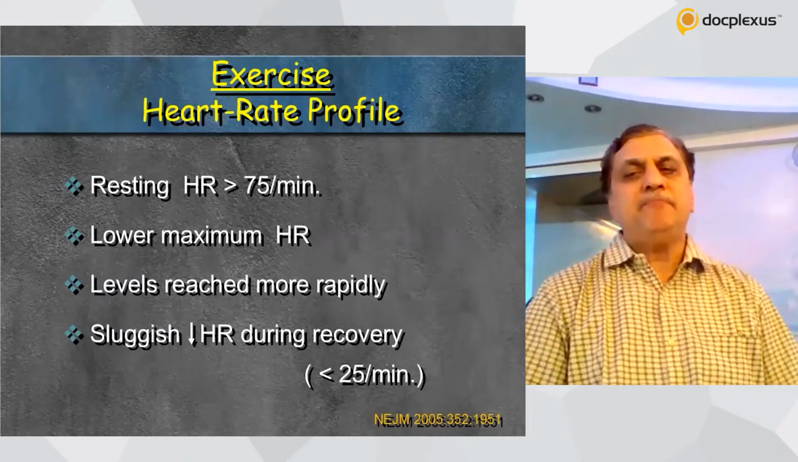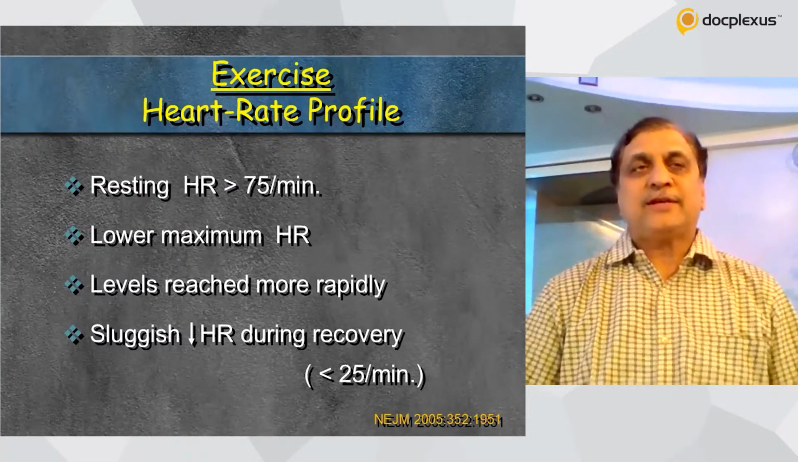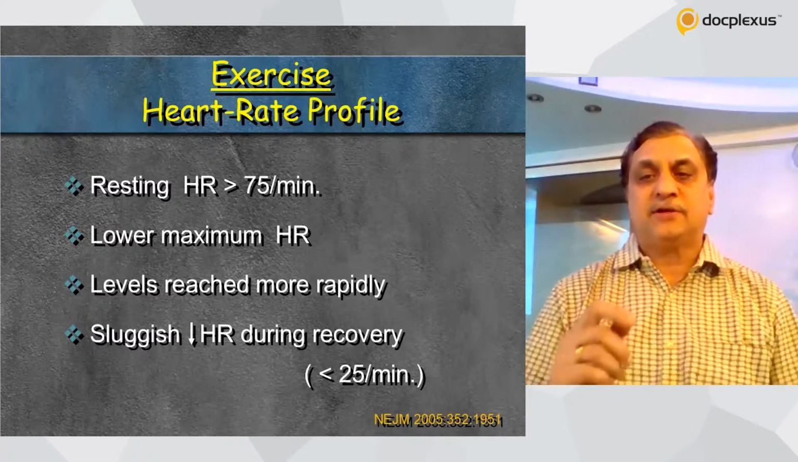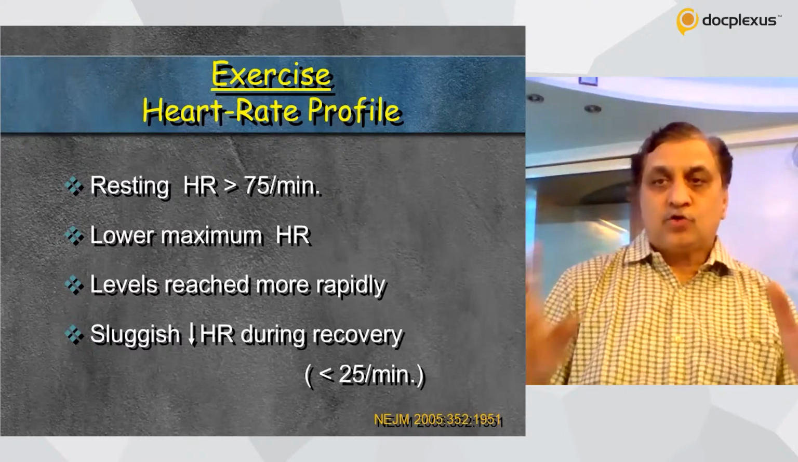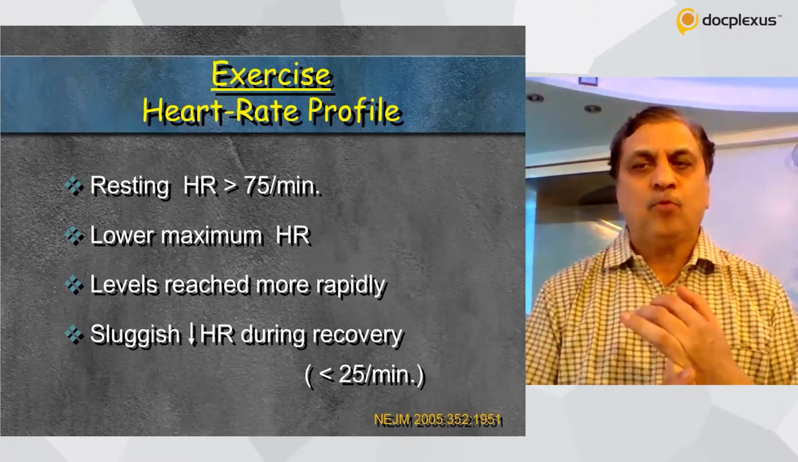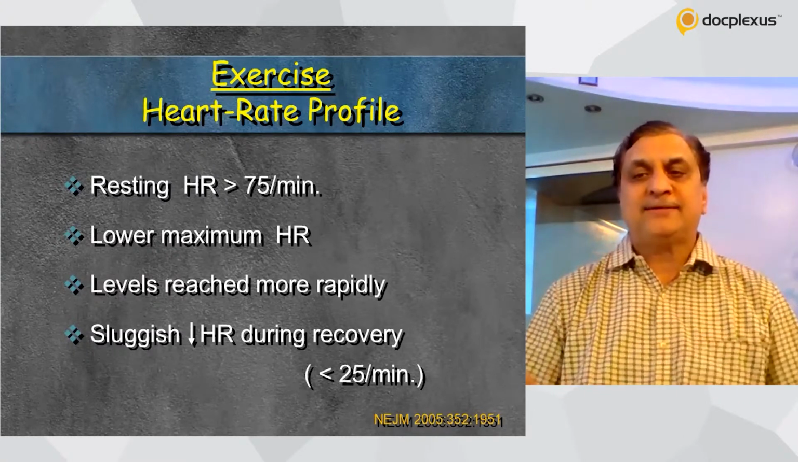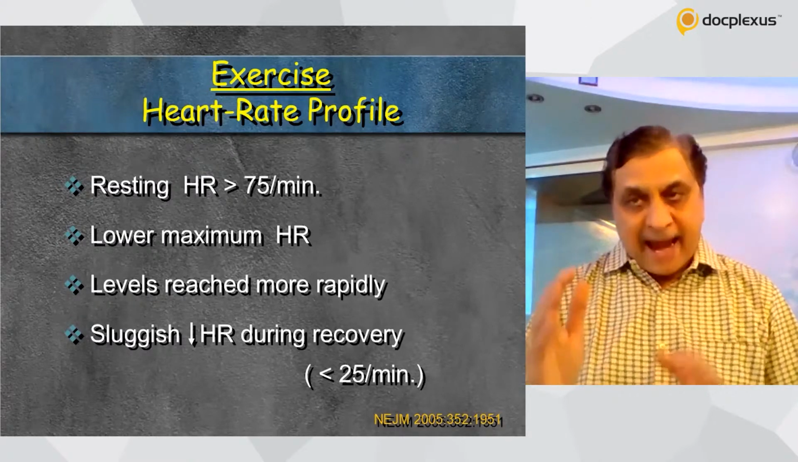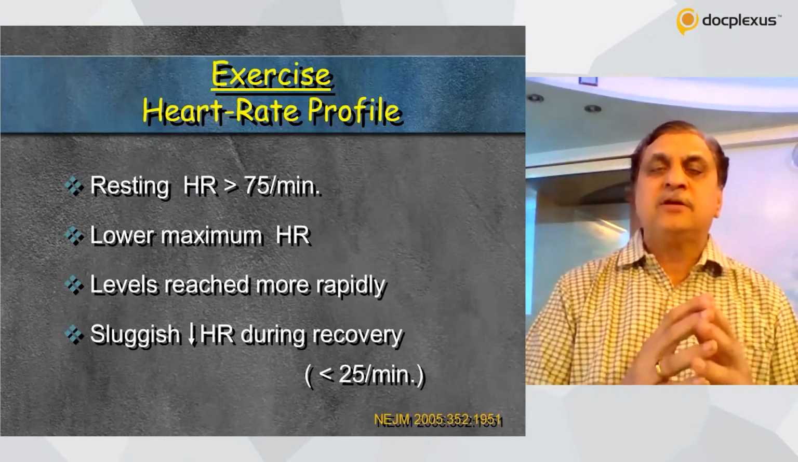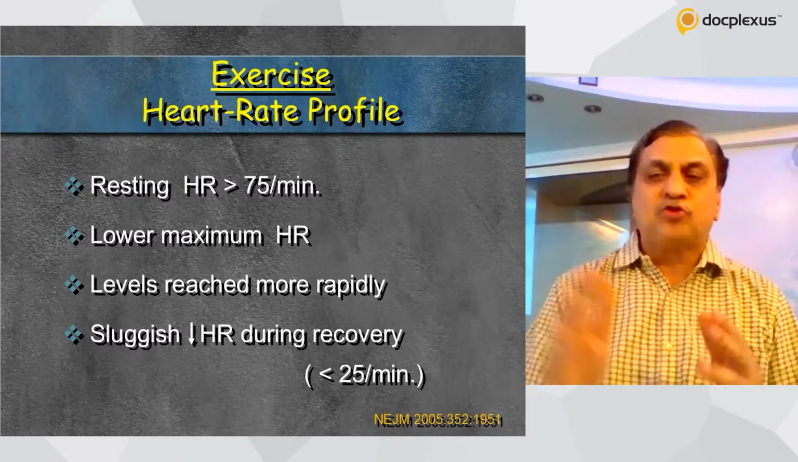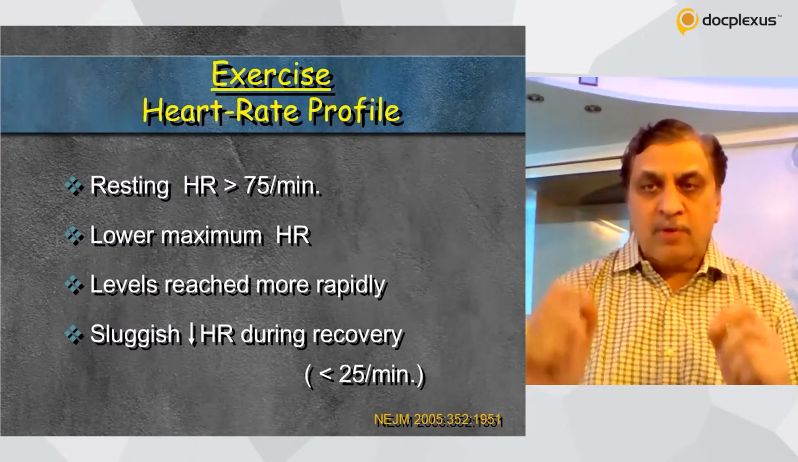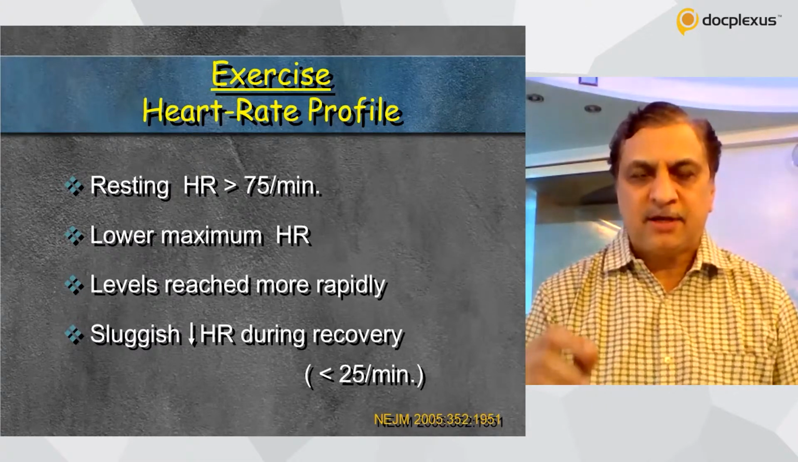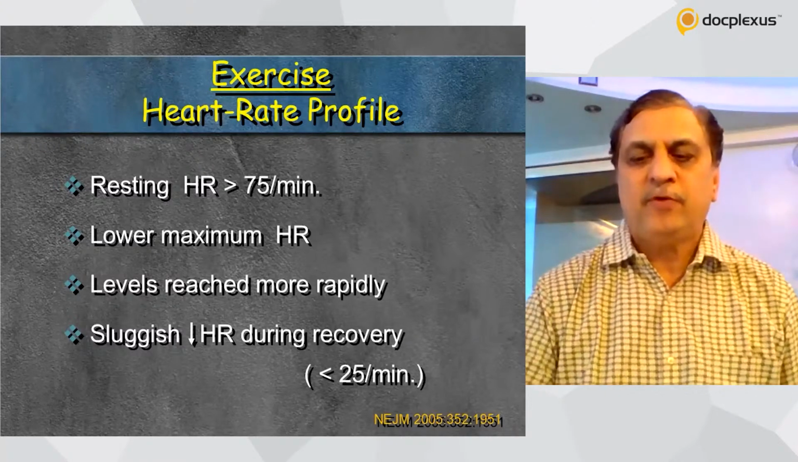Now, this is an interesting paper in NEJM many years ago. So many of you do stress tests. Your stress tests are say negative, nothing to do with ischemia. What do you look at a stress test as far as the heart rate profile is concerned? In a normal person, no ischemia. So you have to look at 4 points. Number one, resting heart rate more than 75. Lower maximum heart rate means you start an exercise, your heart rate reaches only 140, but it reaches very rapidly. First stage, suddenly you are at 130. And during recovery, there is sluggish response. That means the heart rate drops less than 25 per minute, very slowly. If you have this in a normal person, then your heart rate profile is adverse and you are likely to have more cardiovascular events. So very simple parameter on a simple stress test, which you must know.